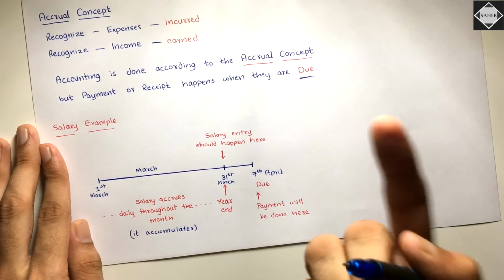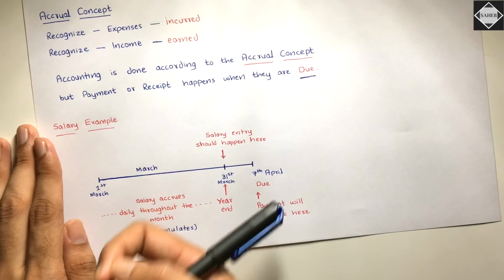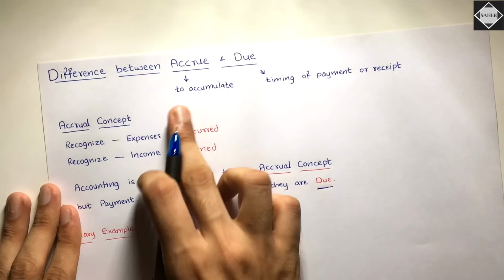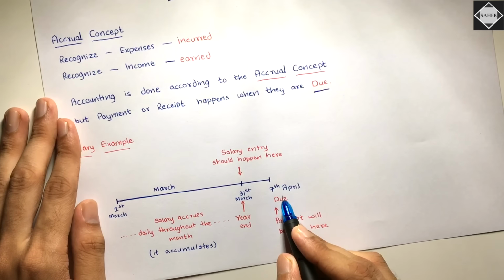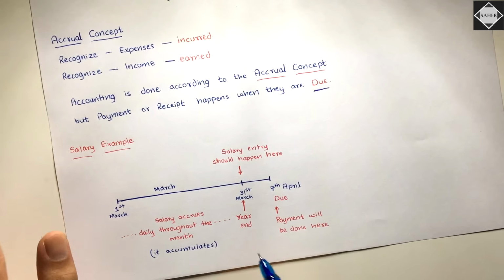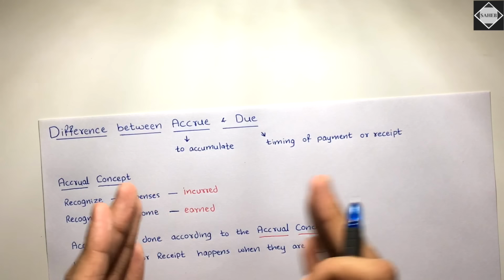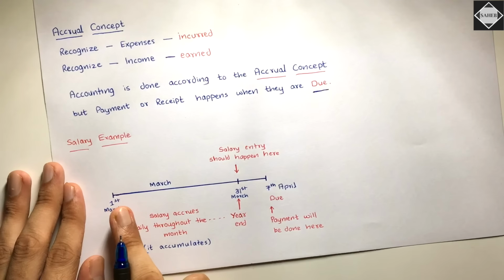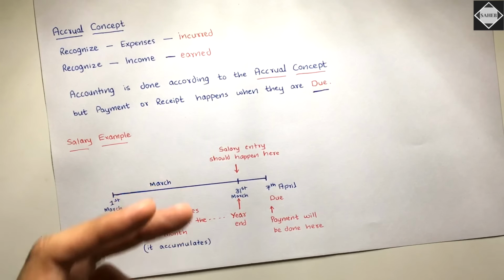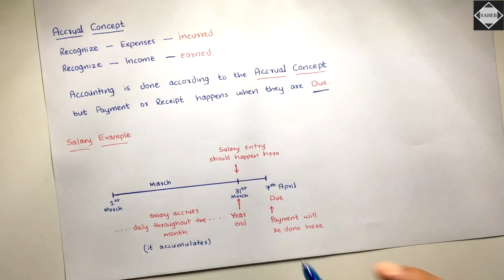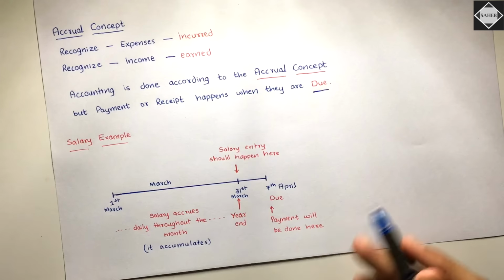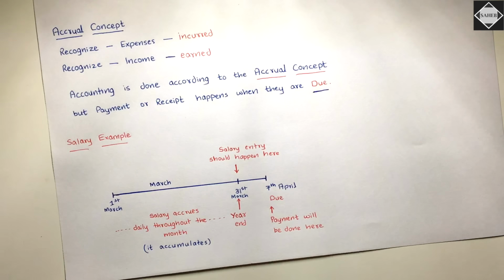So let me tell you, salary accrues daily throughout the month. Every day your dad is earning the salary. He is working every day. Salary is getting accrued, it's getting accumulated, but it is paid on 7th of April. Accrue and due are two different concepts. Accrue means to accumulate. Salary is getting accumulated every day, part by part, slowly, as your father is providing service. But your father will get the salary in his bank account on 7th of April. That's the due date. Payment will be done over here. So this is the difference, and that's very important for you to understand.